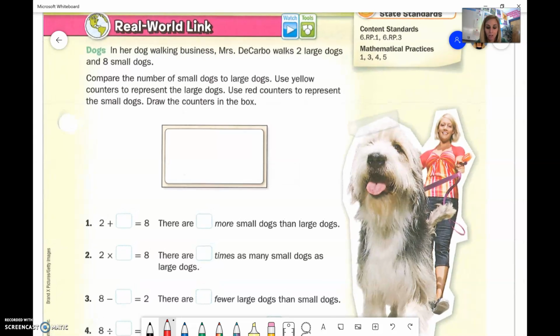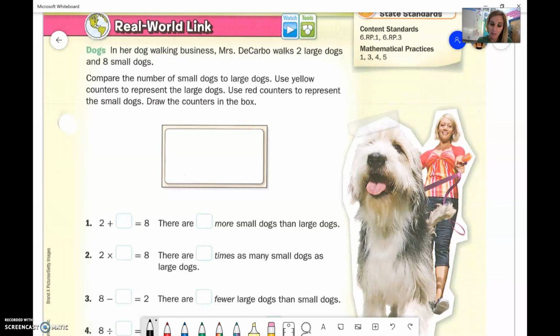It says, dogs. In her walking business, Mrs. DeGarbo walks 2 large dogs and 8 small dogs. Compare the number of small dogs to large dogs. Use yellow counters to represent large dogs and use red counters to represent small dogs. Here's the deal. We're just going to write L for large, S for small. Okay, makes it easy, right?